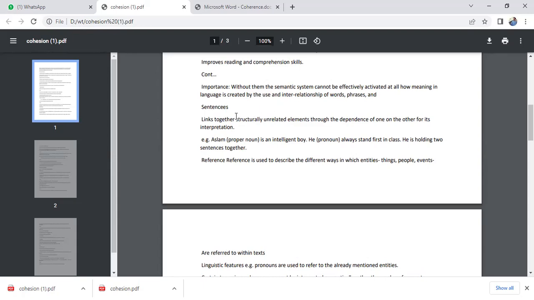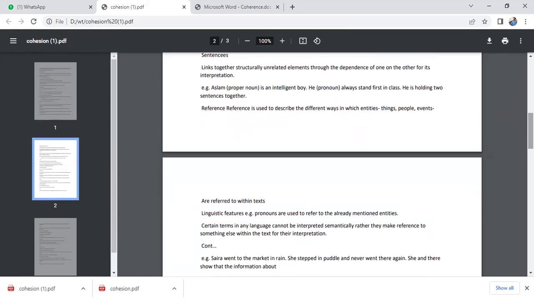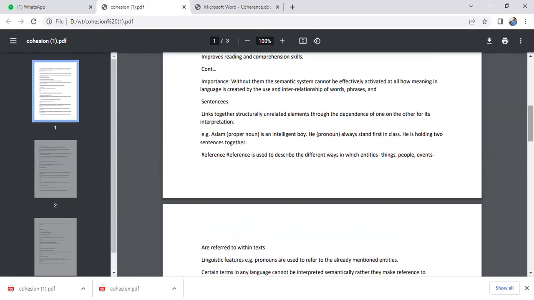Sentences or paragraphs. Now it links together structurally unrelated elements through the dependence of one on the other for its interpretation. Now, if there are contrast ideas, different ideas, how will I know that this idea is actually different from the previous one? Through certain cohesive devices, I would come to know that the idea is different from the previous one.